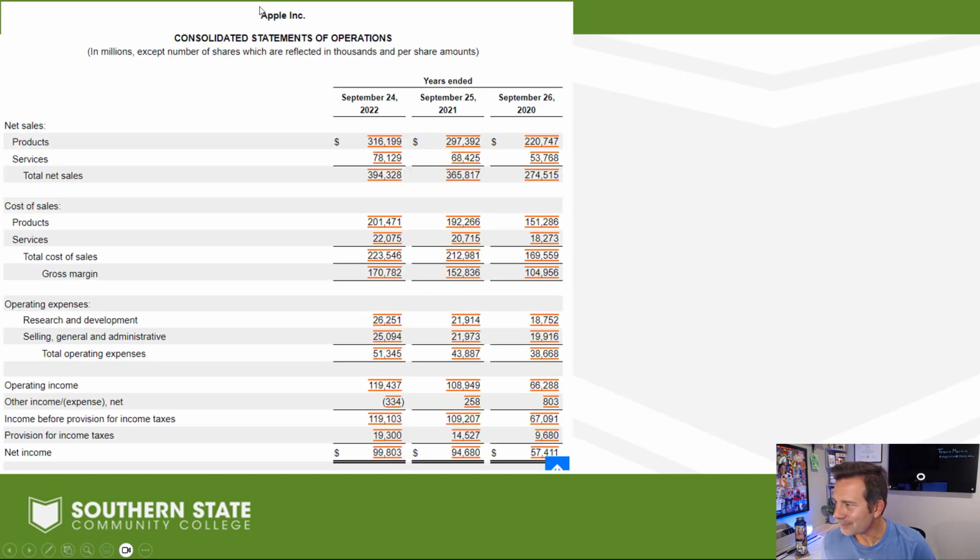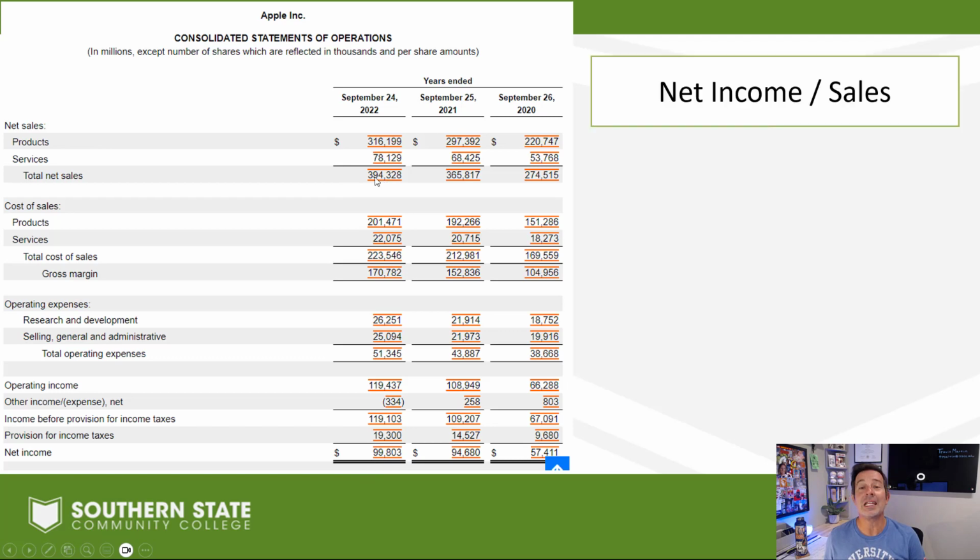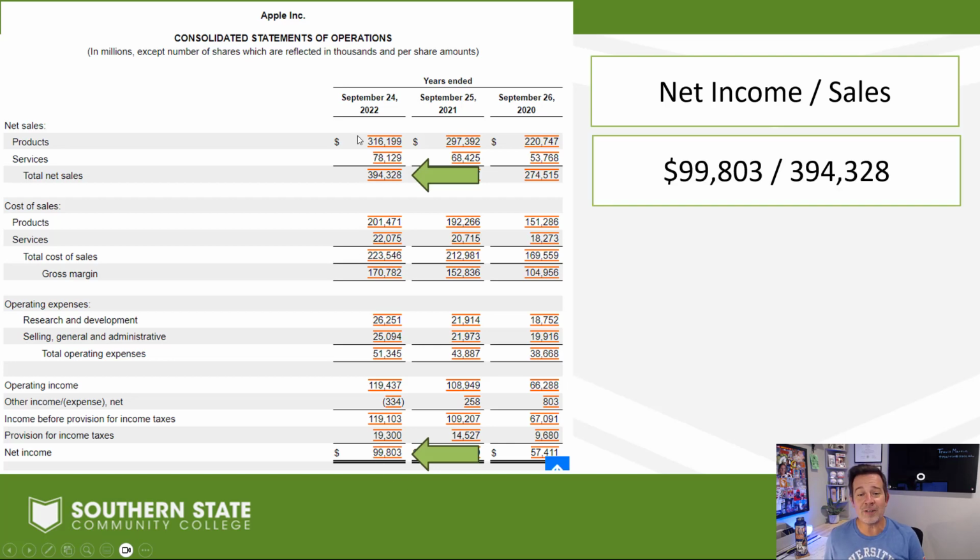So here we go. We got Apple. We got their income statement here. We got bottom line net income. We've got top line total net sales up there. Let's divide it out and see what we get. We're going to take 99,803 divided by 394,328. Again, these numbers are in millions. And you don't need to put the 6 zeros behind it, but when you say it, you would say like 99.8 billion, 394.3 billion, and so on. And so do the math right there. What do you come up with?